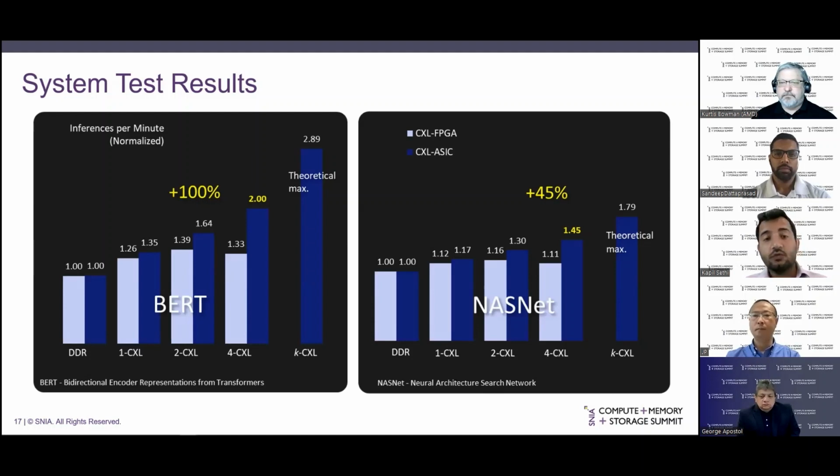To summarize, what we have seen is that when DDR and CXL memory expanders work together in a system, with some of the model instances running on the memory expander and some on the natively attached DDR, the inferences per minute, or IPMs, increase by 100% for BERT and 45% for NASNet models, respectively.